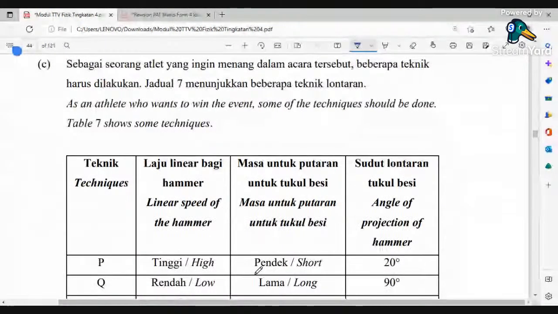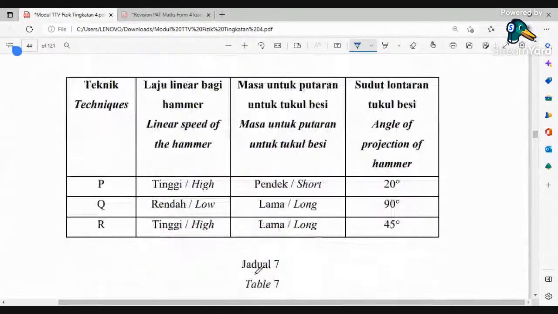Okay, next, part C. As an athlete who wants to win the event, some techniques should be done. Below shows some techniques. P, linear speed of hammer. Okay, time.